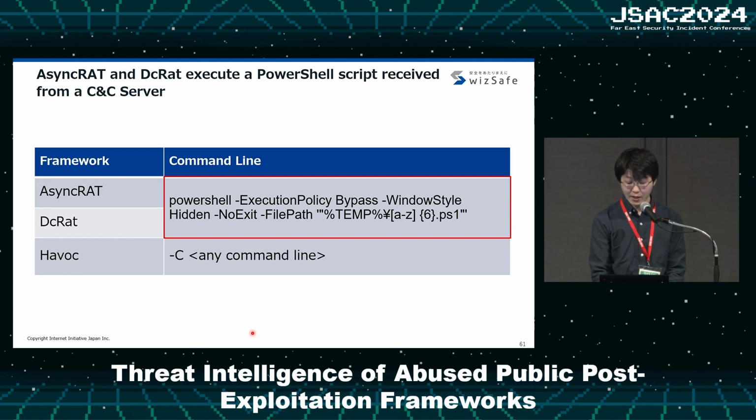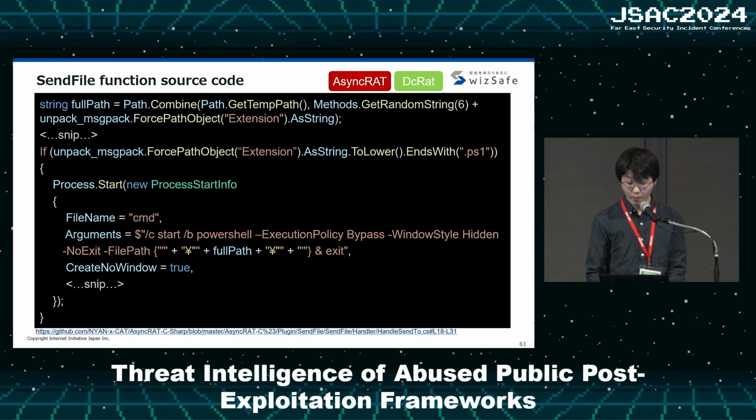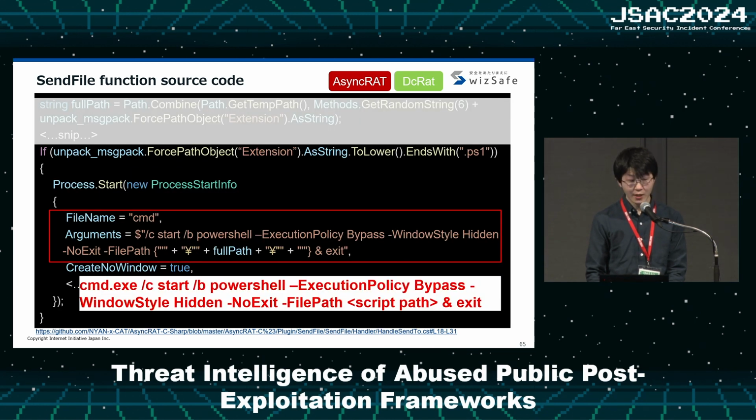The above top 2 routes, a random string is being executed by PowerShell. That's recorded. These routes have a send file functionality, so they can send and execute files from the C2 servers, and that's when PowerShell is executed. So let's look at the source code. The above portion says that the file is created under temp, and then in the lower portion, PowerShell is executed from cmd.exe, and then that created file is executed.